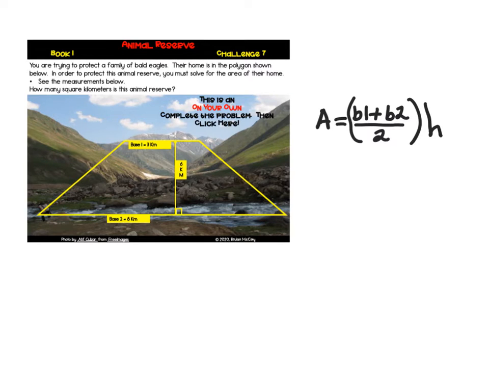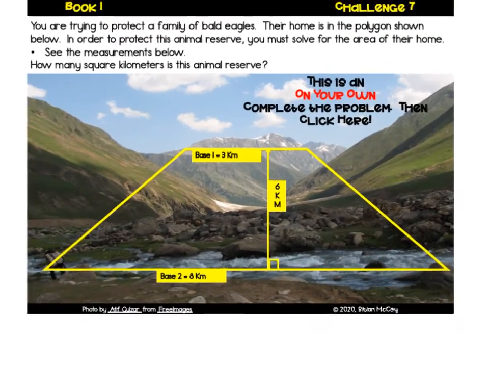Hey, let's talk a minute about why this works. It's actually pretty cool because what we do with this formula is change a trapezoid with a long bottom and a small top into a rectangle, and then we can just use base times height. Let me show you how that works because it's really kind of cool.